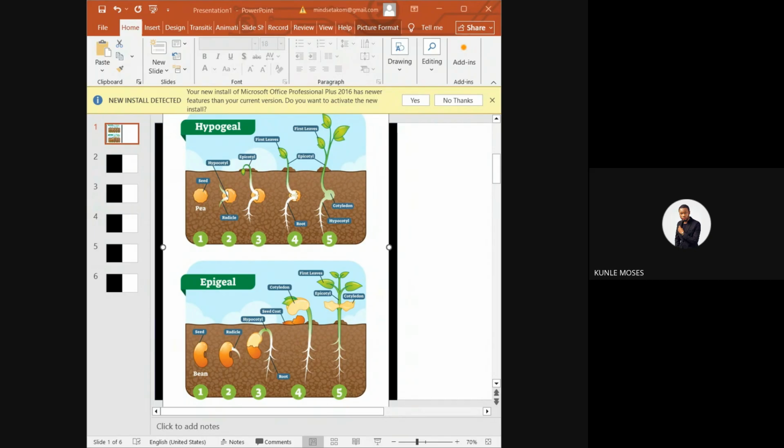So let me give you a note in case you want to forget. Anytime you hear the word hypo, it means below, and if you hear epi, it means above. So in hypogeal germination the cotyledon stays below the soil, and in epigeal germination the cotyledon is above the soil.